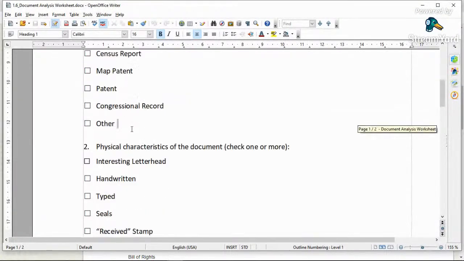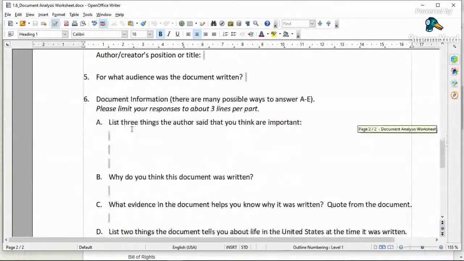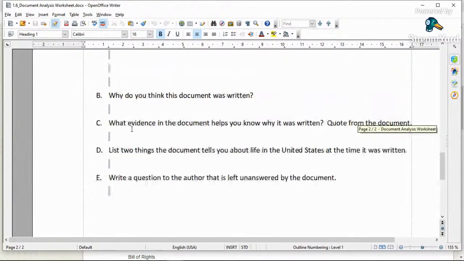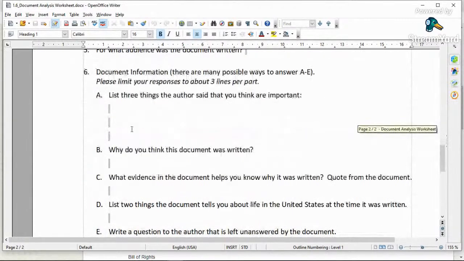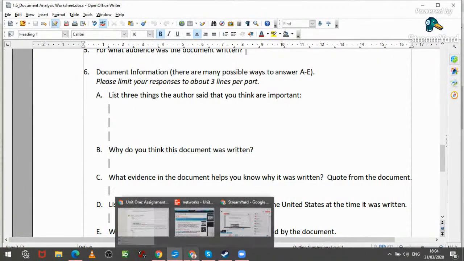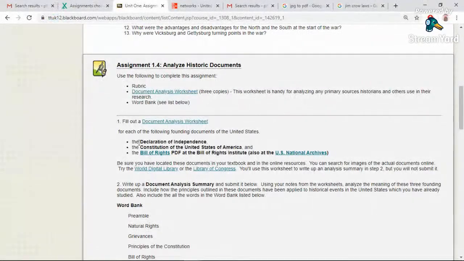And you have all the types of documents and everything. I hope you did this because it'll help you organize the information that you need. List 3 things the author said that are important. Why do you think this document was written? And what documents are we talking about?